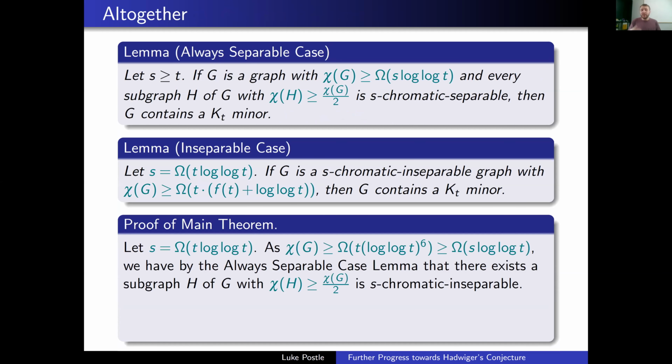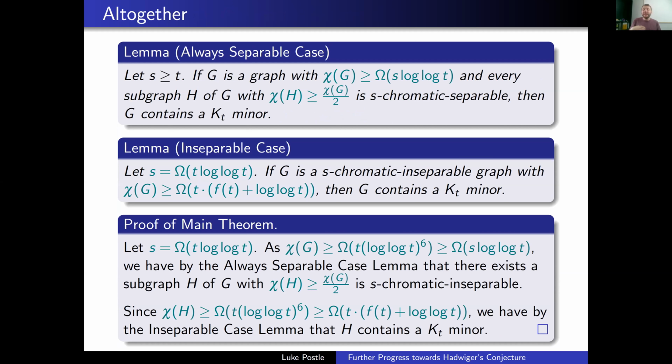Because, well, you let S be, say, t log t, then as chi is at least t log t to the 6th, we'll get the always separable case would work. So actually that must fail. There must be some subgraph that's actually of high chromatic number and inseparable. And then you just apply the inseparable case lemma to that subgraph. And that works because you're at least t f t plus log t in chromatic number. And then we get a case. So it's just dividing into these two cases, always separable or inseparable. So that's the big idea for the overall.